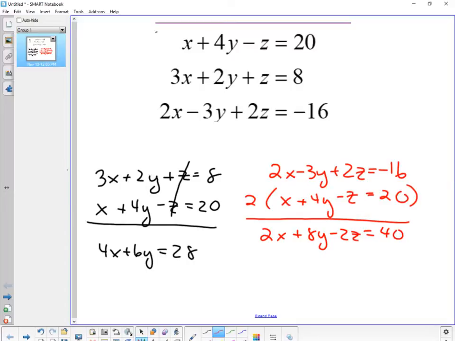All right, I'm going to add them up. 2x and 2x is 4x. Negative 3y plus 8y is positive 5y. And the z's are obviously opposite. And then what's the difference between 16 and 40? 24. 24? Yeah. Cool. So here's the 2.